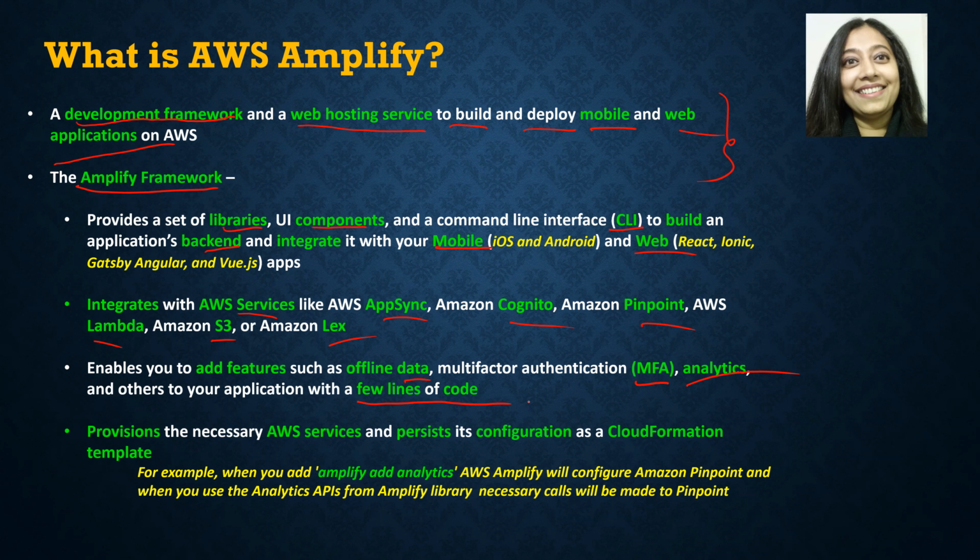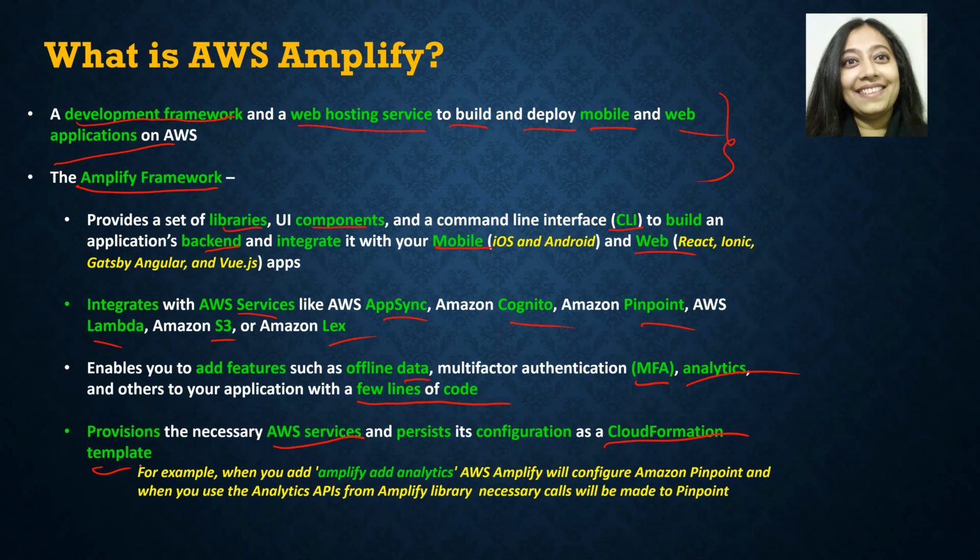Now, the most important piece of this particular framework and Amplify is that whenever you leverage any of the AWS services or whenever you add any of these features, behind the scenes, it provisions the necessary AWS service or configures the necessary AWS service depending upon what service it is and what you're trying to do, and persists its configuration as a CloudFormation template. So that way you can reuse it, you can check it into your source code repo, or you can even share it with someone if you need to, right?